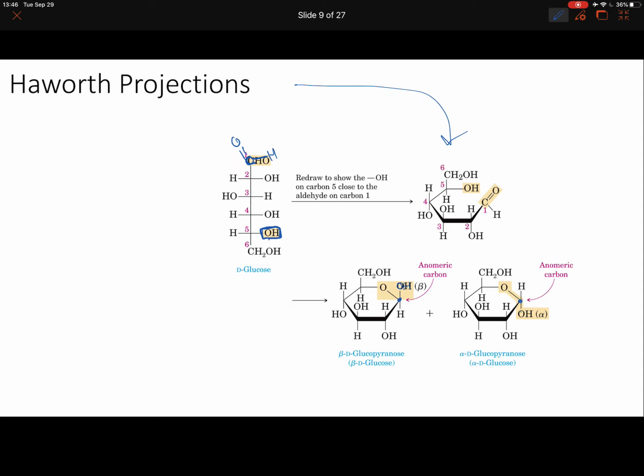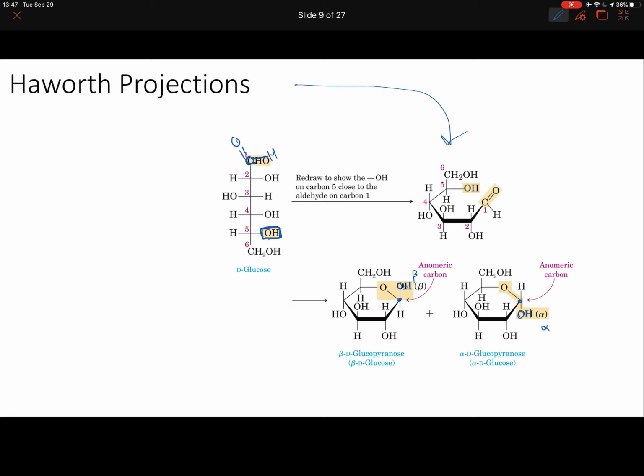The other forms with an OH in the down position. Okay, we call the up one beta, we call the down one alpha. Now, they form randomly, okay? There is a more stable one, and that's the beta form. Beta form sort of exists in more of a percentage if we were to look at a solution of D-glucose.